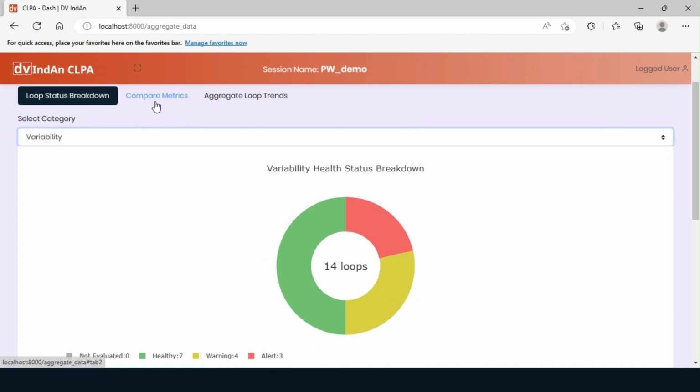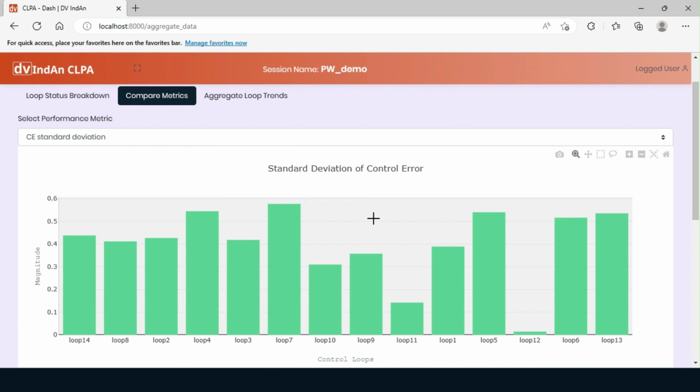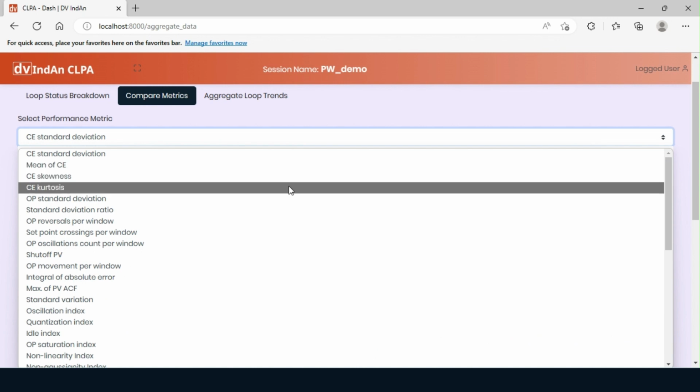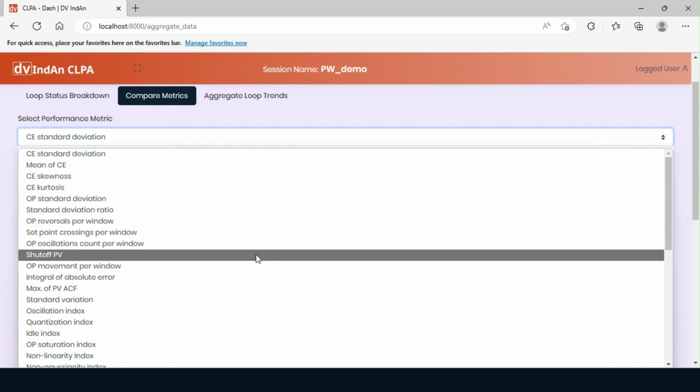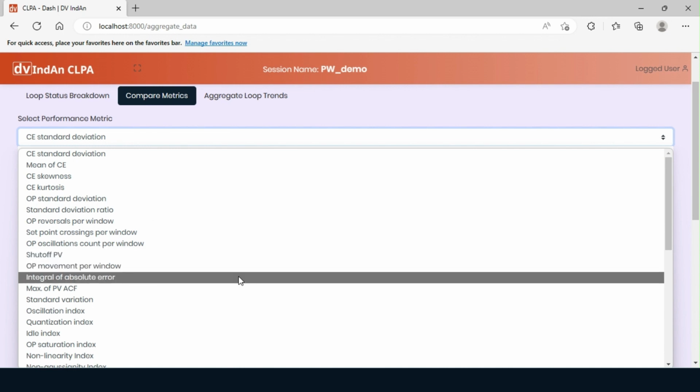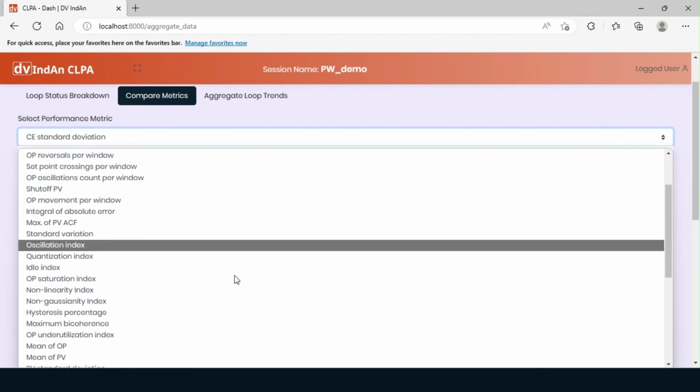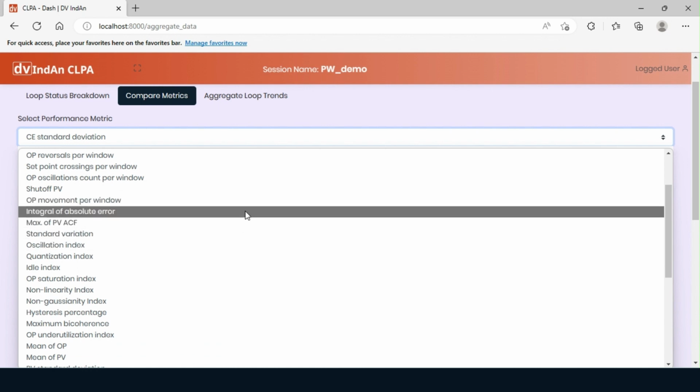The second tab offers the possibility to compare any calculated metric across all loops. The metrics involving errors and the standard deviations of the variables, the skewness and kurtosis of control error, are all calculated using data normalized either between 0 and 1 or between -1 and 1, as appropriate. Therefore, comparisons of these metrics across all loops is possible.